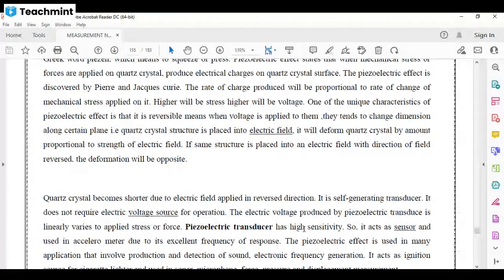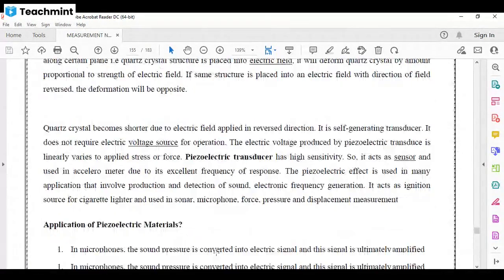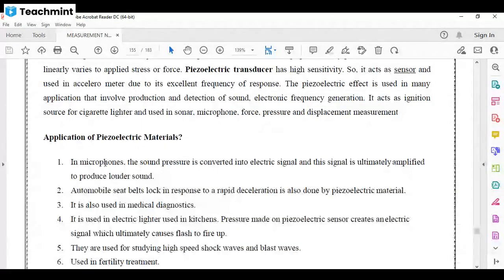The piezoelectric effect is used in many applications involved in the production and detection of sound and electronic frequency generation. It acts as an ignition source in cigarette lighters, and it is also used in sonar, microphones, and force, pressure and displacement measurement. Here are some examples of applications of piezoelectric material.